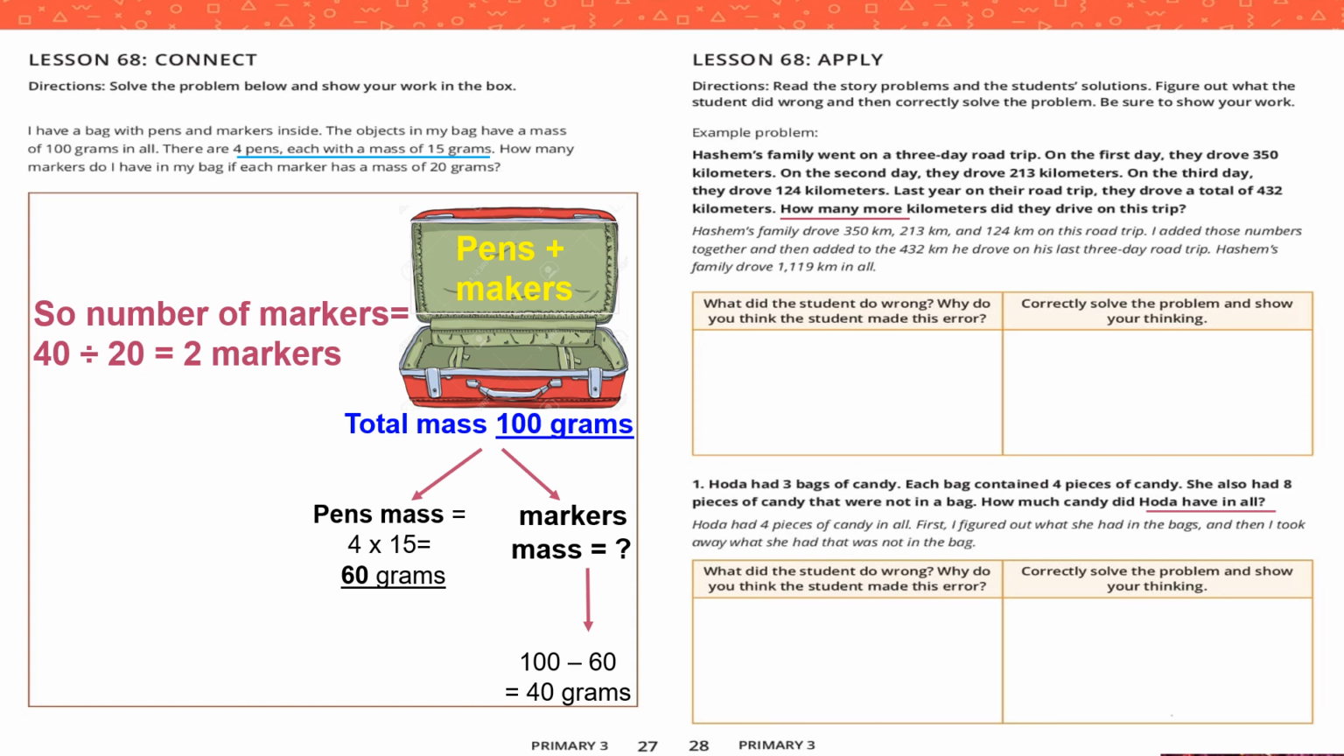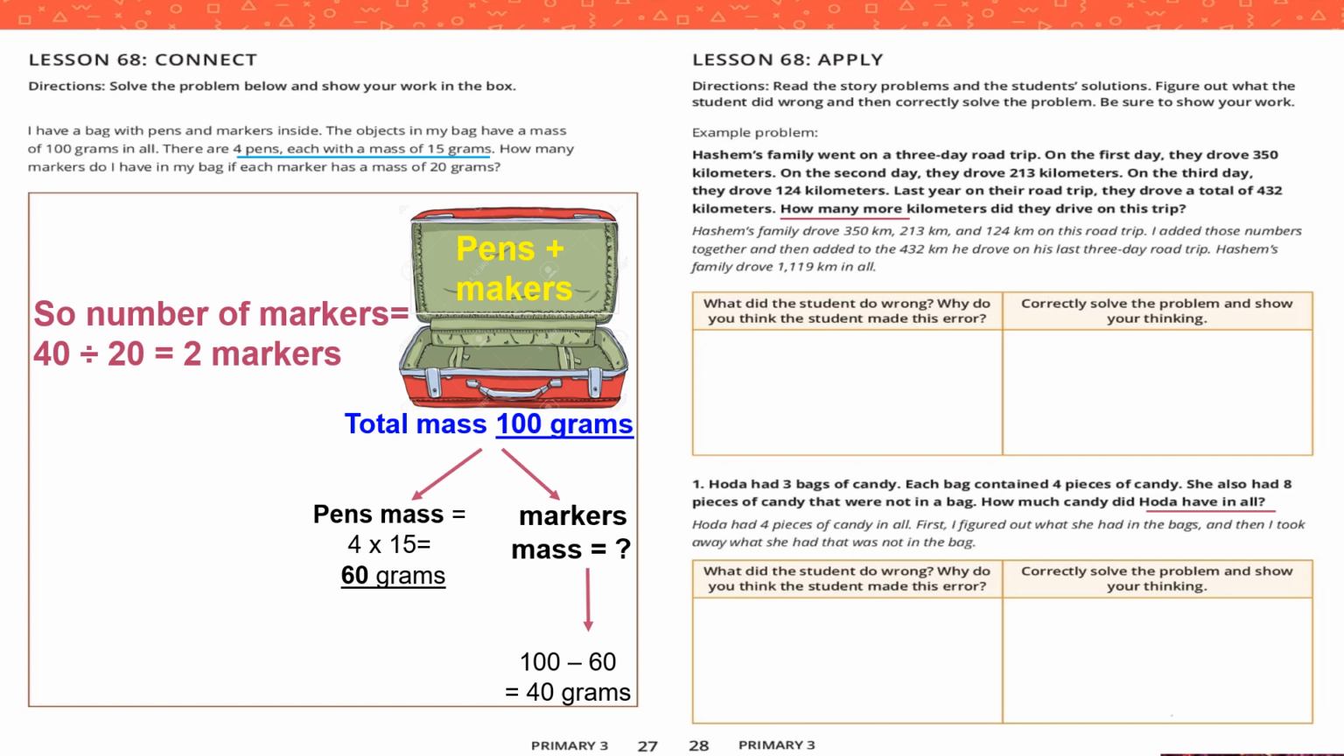On their road trip last year, they drove a total of 432 kilometers. How many more kilometers did they drive on this trip? He wants to know how many more kilometers. So he wants how many more. This is a key word for what? For subtraction. He wants to know the difference between this year's trip and last year's trip.